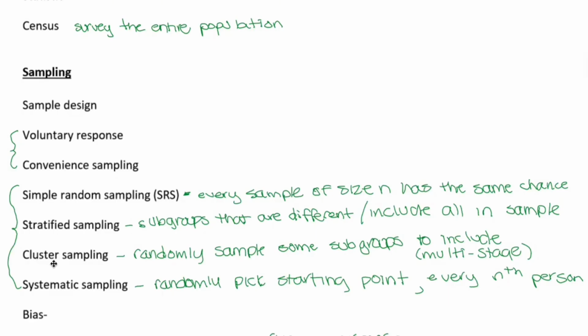And be careful not to confuse it with cluster sampling. Cluster sampling is randomly sampling some subgroups to include. It also can be multi-stage. What differentiates it from stratified sampling is that in stratified sampling, every subgroup is different, and we clearly know that they're different. But for cluster sampling, we assume that the subgroups are not that different from each other.